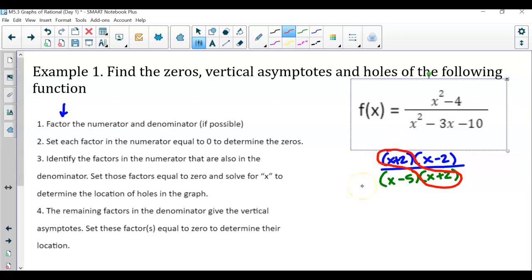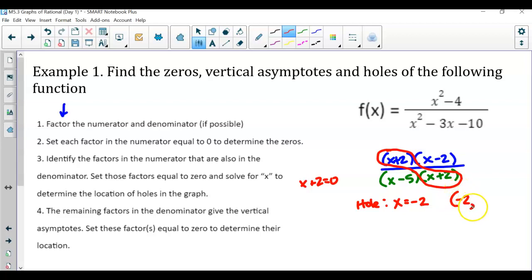That means that the hole is at x equal to -2. Because again, we're setting x plus 2 equal to 0 and solving for x. So the x-coordinate is -2. Now we're going to put that to the side to show you how we're going to get the y-coordinate.